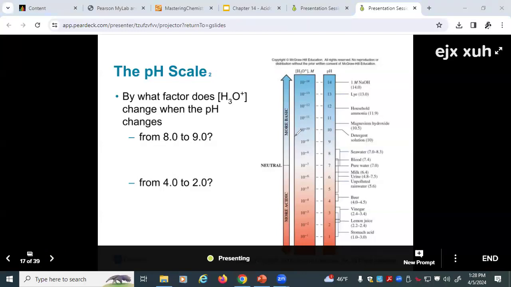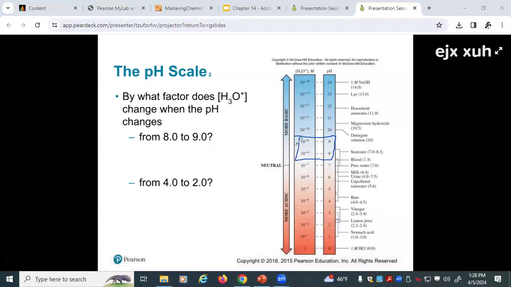The graph here says that the difference is 10 to the negative 8 for pH 8 and 10 to the negative 9 for pH 9. The difference between those is a factor of 10. And in particular, in this case, it's 10x smaller at that higher pH than at the lower pH.